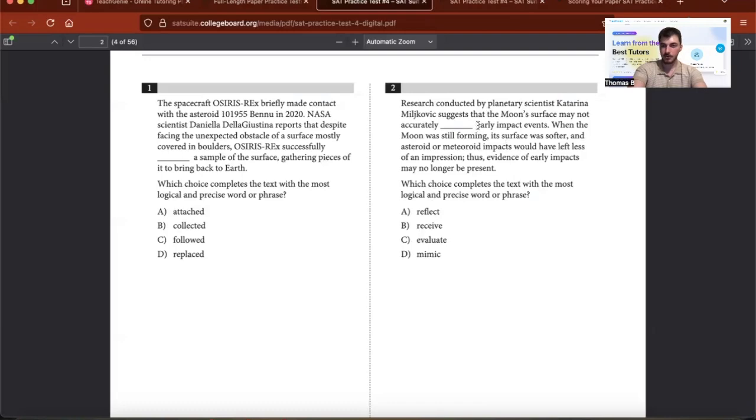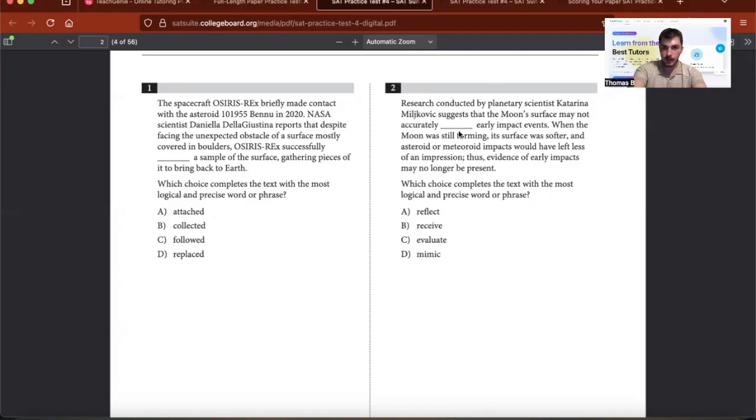Receive would make the most sense. So I might mark this here with maybe like a star, so I know to come back to it later. When the moon was still forming, its surface was softer, and asteroid and meteorite impacts would have left less of an impression. Thus, evidence of early impacts may no longer be present.